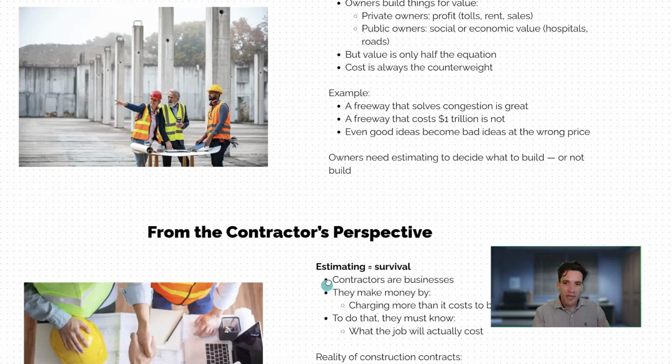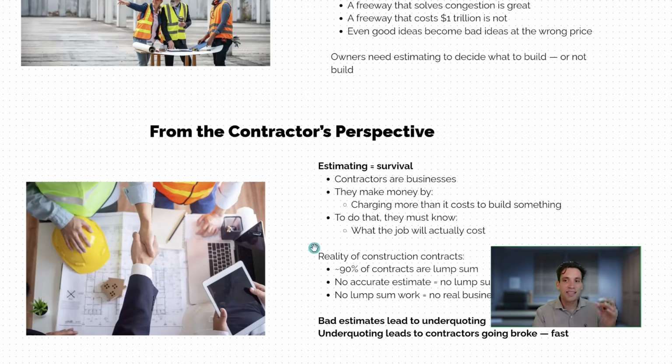Now, from the perspective of a contractor, estimating is about survival. The contracting business model is you quote to do a project. So you quote to build a road for a project owner. You charge them $2 million. It costs you $1.8 million to deliver. That 200 grand difference, that is the profit of the business. The whole contracting business model relies on being able to accurately understand your costs of doing the work. If you quote $2 million to do the project, but it actually costs you $2.1 or $2.2 million, you are losing money by doing the project.